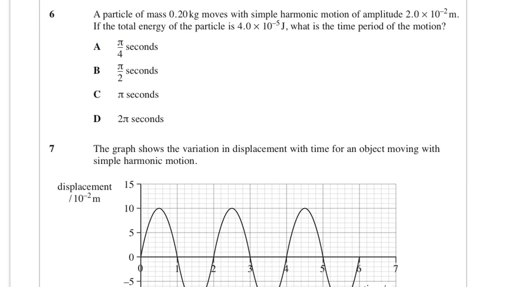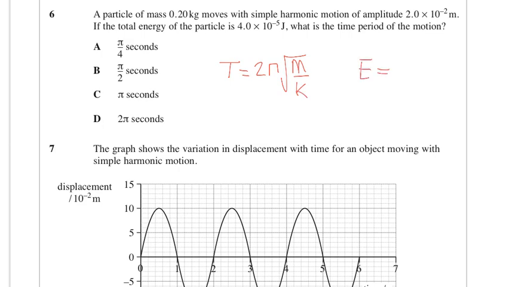A particle of mass 0.20 kilograms moves with simple harmonic motion of amplitude 2 times 10 to the minus 2. The total energy of the particle is 4.0 times 10 to the minus 5. What is the time period of the motion? Okay, so let's have a look. The time period of a mass spring system is given by this expression here. So what we need to do is work out k.